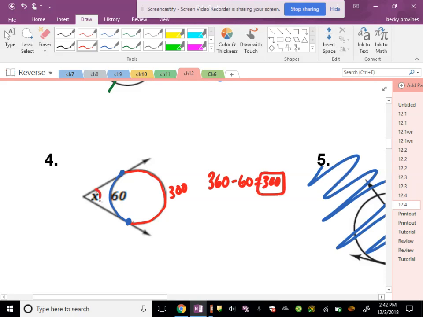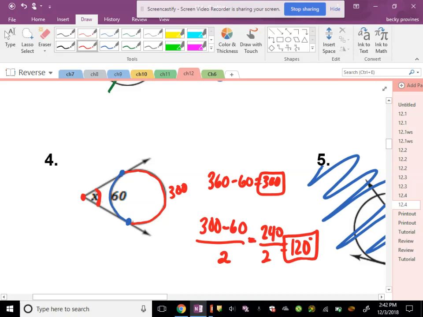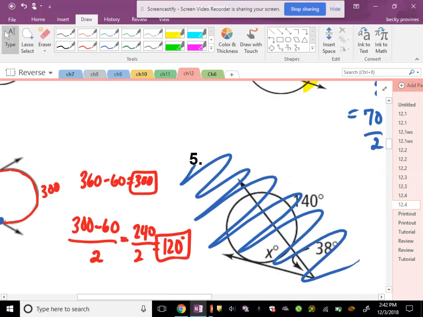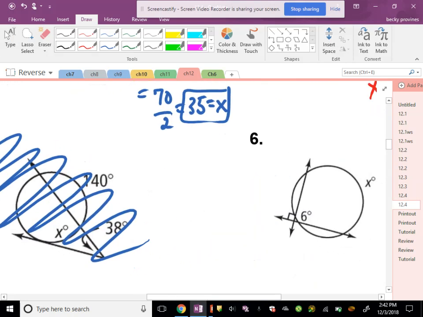Then I have to say, how do I figure out X? Well, I'm outside the group of friends, so I'm going to subtract my two numbers and then divide by 2, because that's the formula. When it's outside, you subtract and divide. So I get 240 over 2, which is 120. Number 5, we're going to skip.